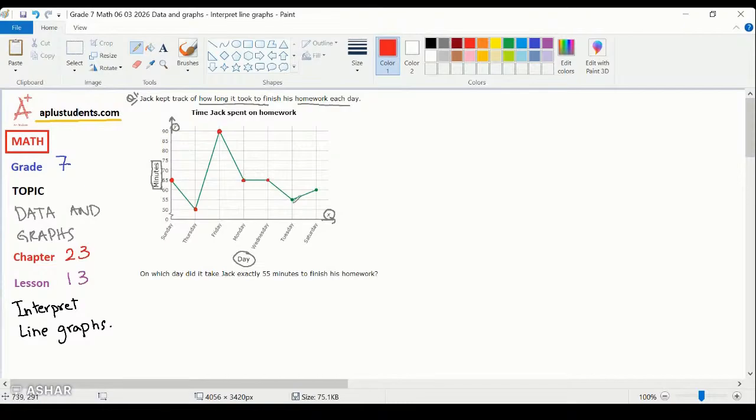These were the values. On which day did it take Jack exactly 55 minutes to finish his homework? Exactly 55 means we need to look at 55 over here. So which day has exactly 55? Tuesday. Agreed? So Tuesday would be your answer, just reading the graph over here.